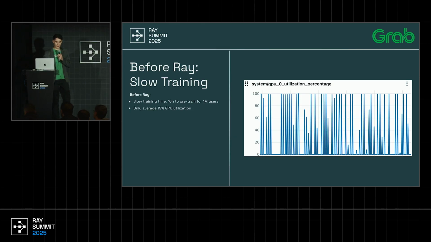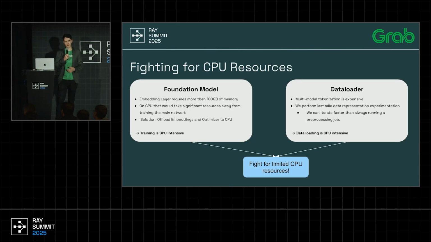So we dove into why this is happening. The reason is the fighting for CPU resources. As I said previously, we don't have as many GPU resources as big companies, so we offloaded a lot to the CPU. But now a lot of optimizations are on the CPU, so our training becomes CPU heavy. At the same time, we're experimenting a lot with data filtering and how we represent data, so our data loader is also expensive with the last mile data processing. Data loading is also CPU intensive. And if you have both model training and data loading on the same node, everything is fighting for limited CPU resources.